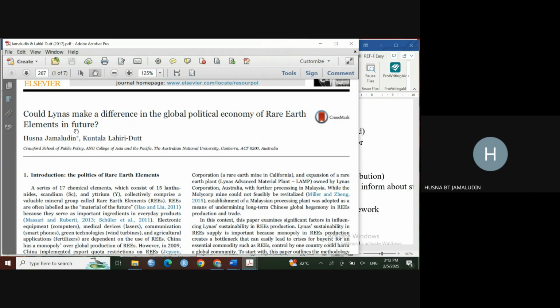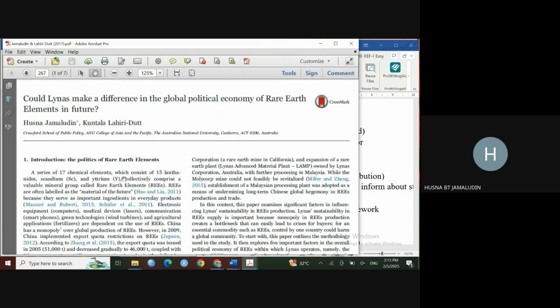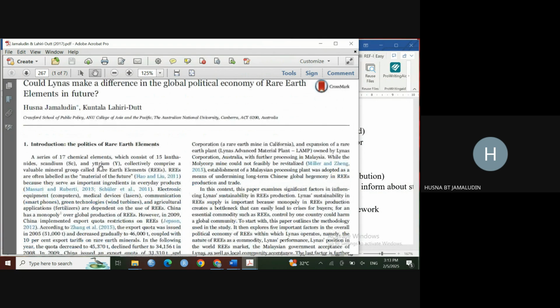So when you talk about oil, everyone knows what oil is about, right? If you talk about fuel, everyone knows about it. But when you talk about rare earth element, what is that, right? Because the deposit name is something not really common among the public, so I define what it is. I explain in the introduction.